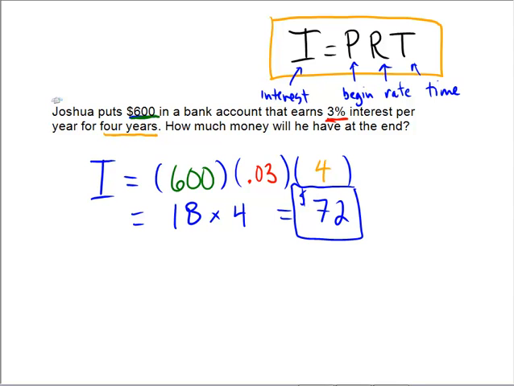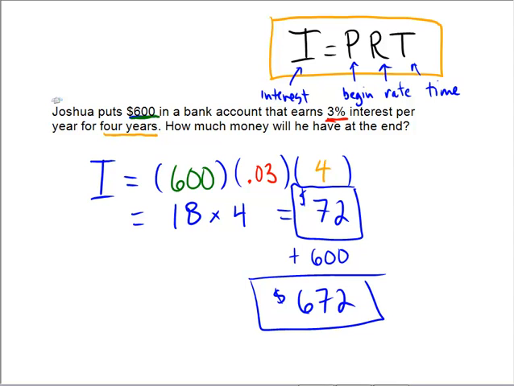Okay? Oh, that's just the amount of interest. How much money will he have at the end? Well, if we take that $72 in interest and we add it to the 600 principal that he had to begin with, we get a total value of $672. So the interest would be 72 if a question asked for that, or the answer for the whole balance would be 672, since this question asks for how much there will be at the end.